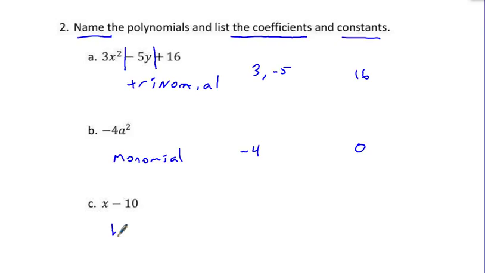Example C. This is a binomial because we have two terms, x and negative 10. Is there a number being multiplied by x? Is there a number in front of the x? You may look and say no, because you don't see a number, but we remember a 1 is understood to be written there. So 1 is our coefficient, and the constant here is going to be negative 10, because the negative 10 term has no variable.